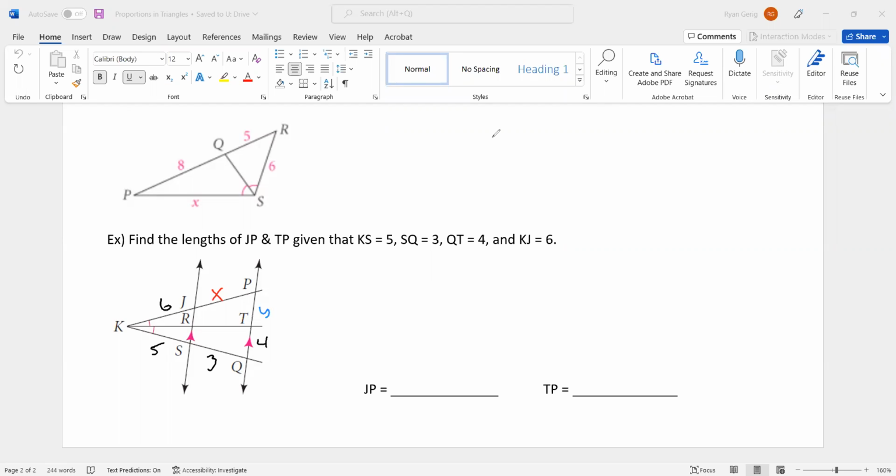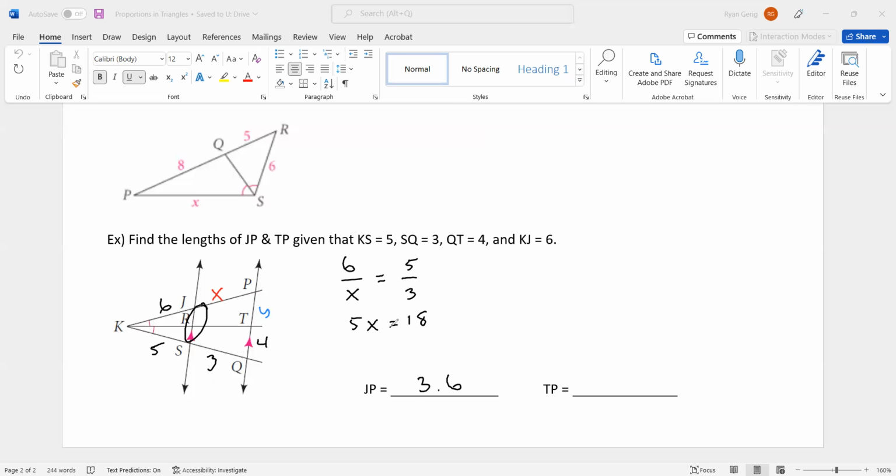and KJ is 6. All right, so I've got parallel lines, and I've also got an angle bisector. Angle JKR and angle SKR are congruent, so we've got an angle bisector, and we've got parallel lines here. So we've got side splitter and angle bisector in use. I would say that the easiest one would probably be X. X is 6 over X equals 5 over 3. It's a side splitter, right? Parallel line cuts this and this, this and this. So 5X equals 18. X equals 3.6. So that would be JP, 3.6.